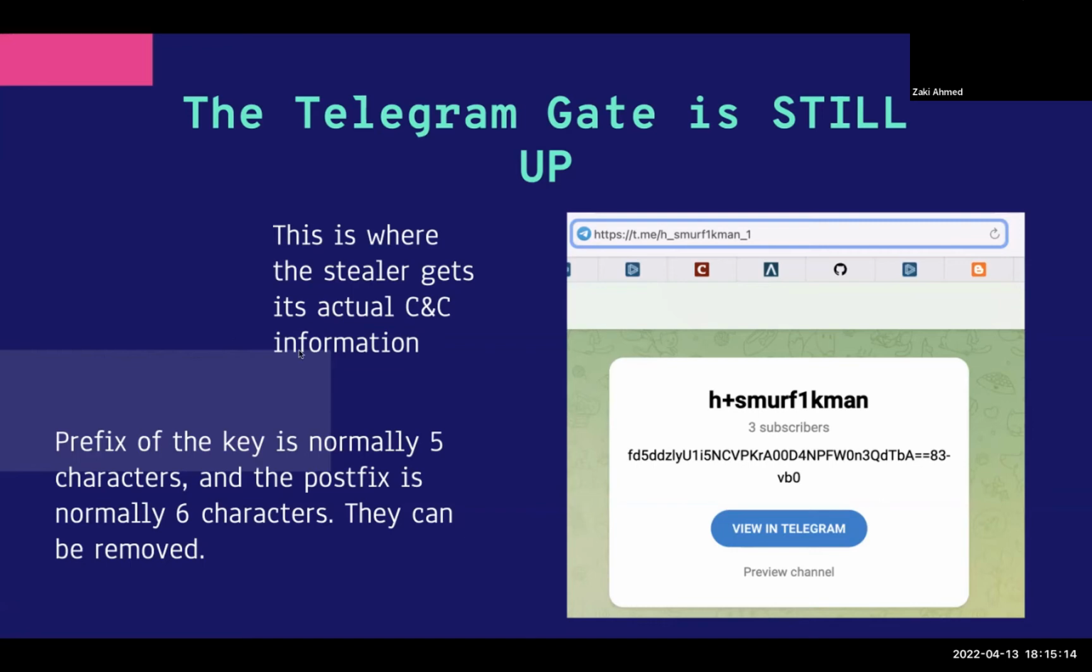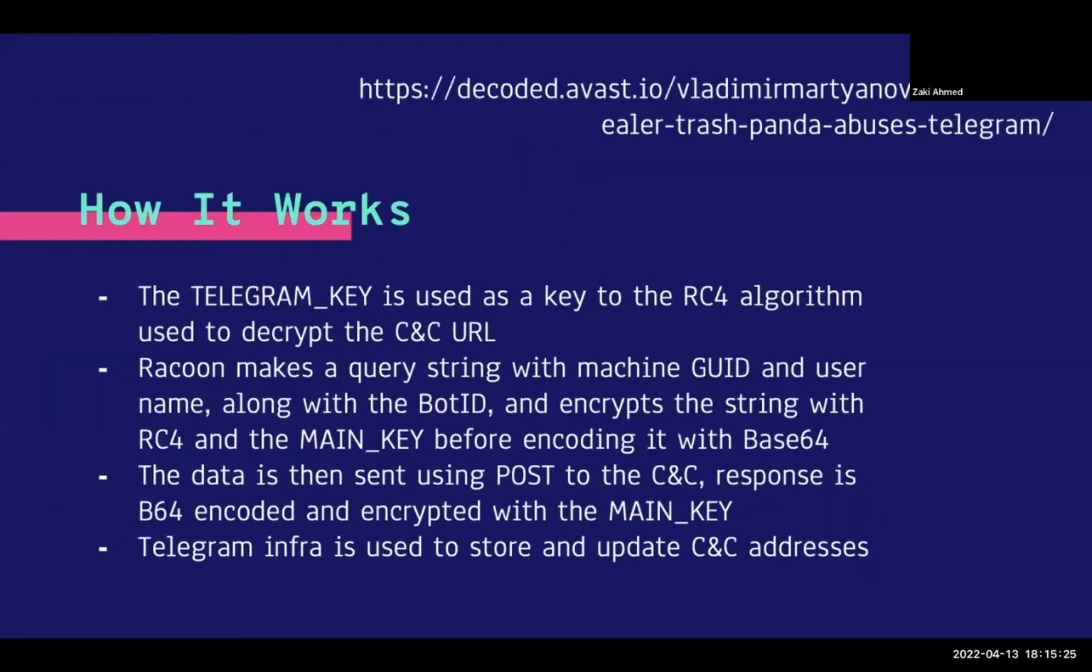So the prefix of the key is normally 5 characters and the postfix is 6. So they get cut off, and then that reveals another base64 encoded string that's also RC4 encrypted. And this is just further how it works. That Telegram key is used as a key to the RC4 algorithm used to decrypt the C&C URL, where Raccoon will then make a query string with the machine GUID and username along with the bot ID, and it encrypts the string with RC4 and the main key before encoding it with base64.